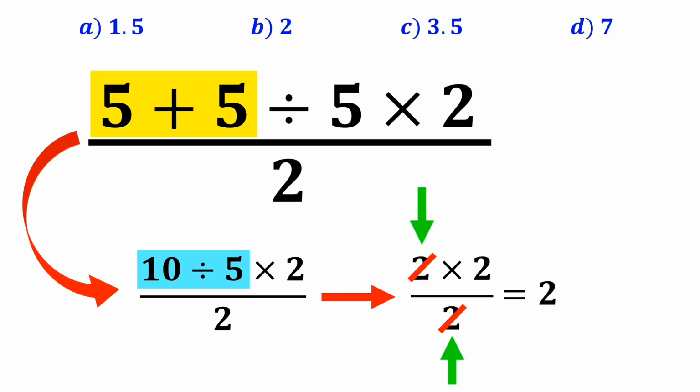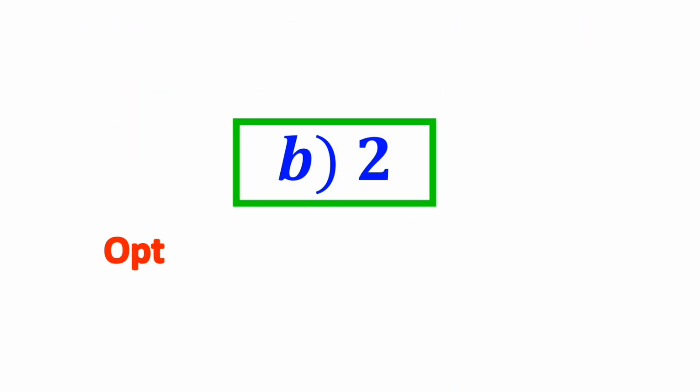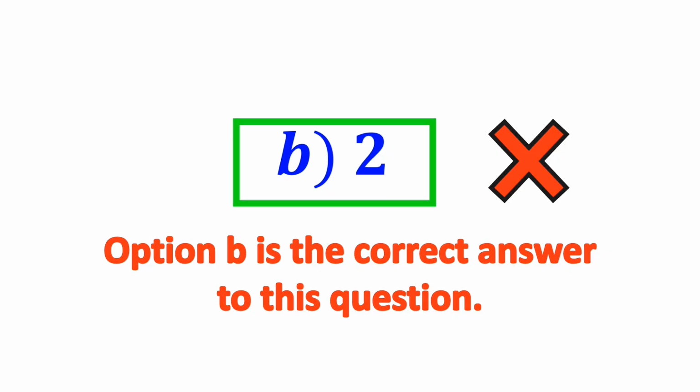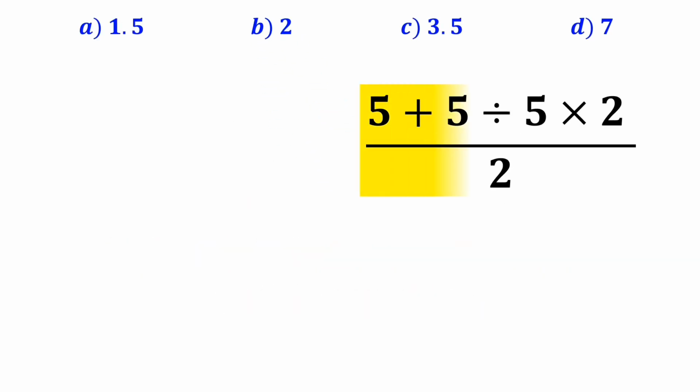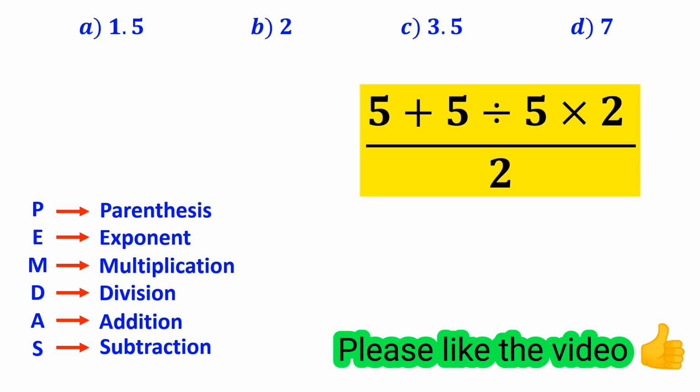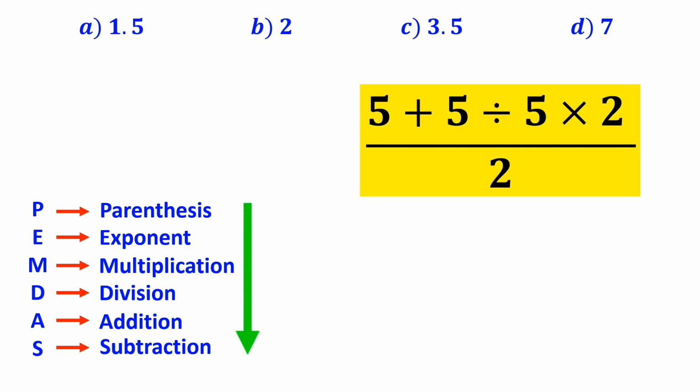And without any hesitation, they quickly conclude that option B is the correct answer to this question. But it's absolutely wrong. Now let me walk you through step by step how to solve this expression. To solve this question, we must strictly follow the steps outlined by the PEMDAS rule. It means that we need to carry out all the operations from top to bottom in order.